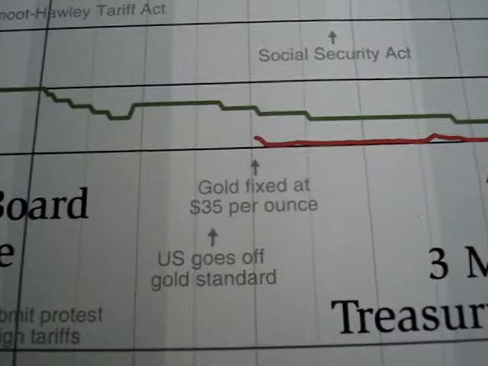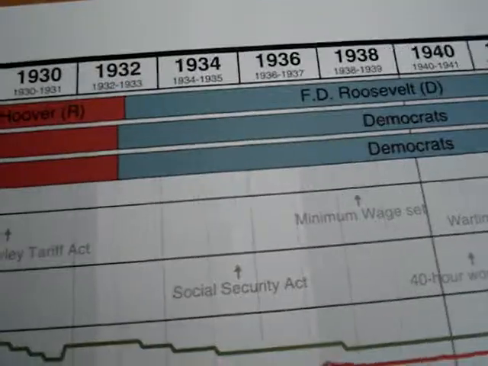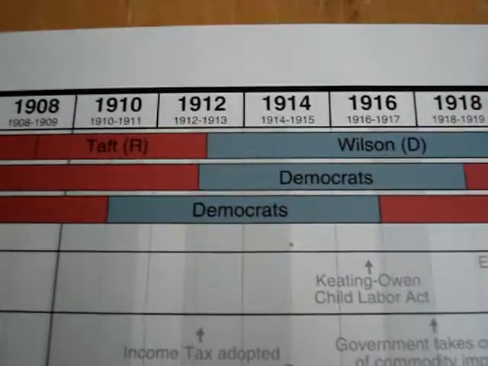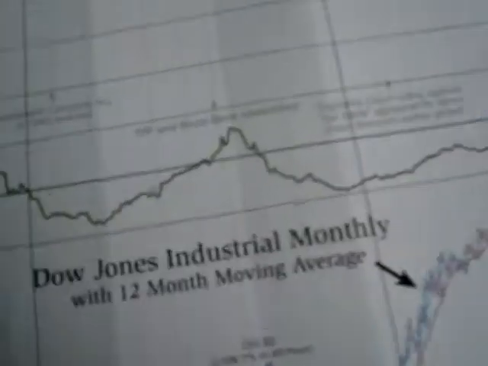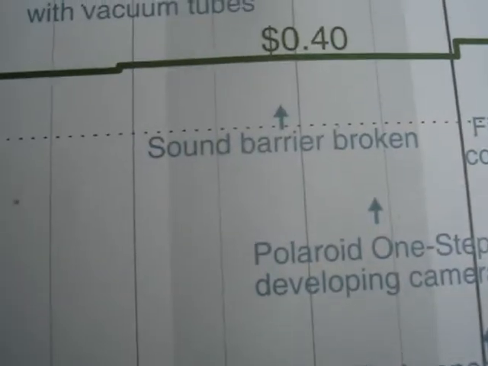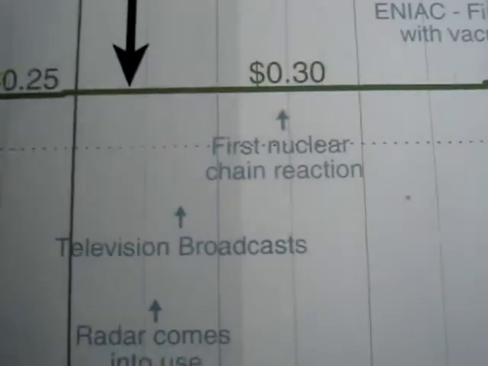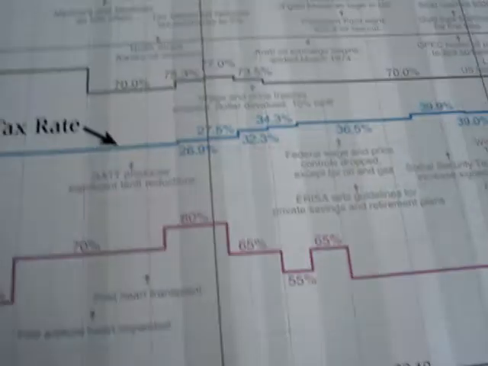And you see right here, U.S. goes off the gold standard back in Roosevelt's days. And once again, you can see there, Democrats, income tax, Wilson, Democrats. Kind of points out, lets you know who is responsible for this mess. Who is really responsible. Has some cool things like sound barrier broken, first nuclear chain reaction, birth of commercial jet airline transportation. Once again, all on one chart.